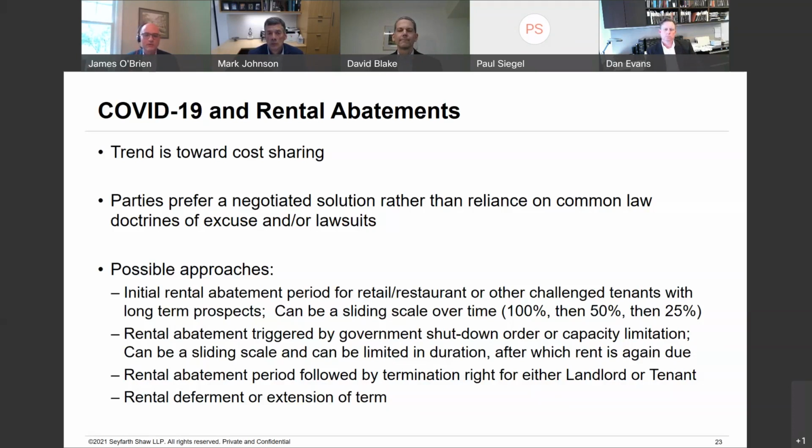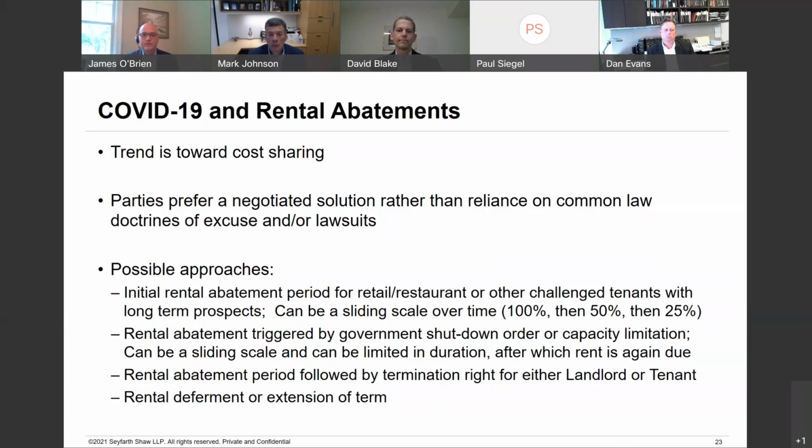For example, there may be a bigger abatement for the first couple of months, and then it ramps down over time. And then at a certain point, the tenant has to decide whether they're staying or going. So either they commit to the space and they start paying rent again, or they can terminate the lease, perhaps. So that's the rental abatement period followed by a termination right for either landlord or tenant that we're seeing.